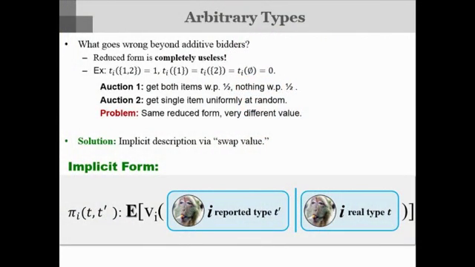Okay. So let me now ask, what's the problem as you try to move beyond additive bidders? The issue is that this reduced form I was using is completely useless, and here's why. Say there's just one bidder and there's two items. You should think of the items as a left shoe and a right shoe. Your value for both shoes together is $1, but your value for just one shoe or getting nothing is 0. So that's an example of a bidder that's not additive.